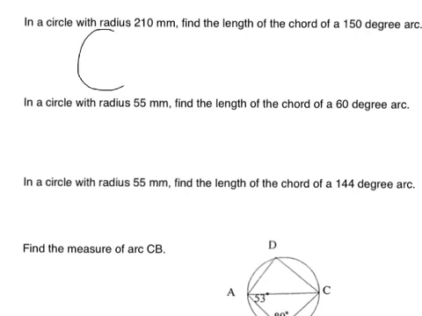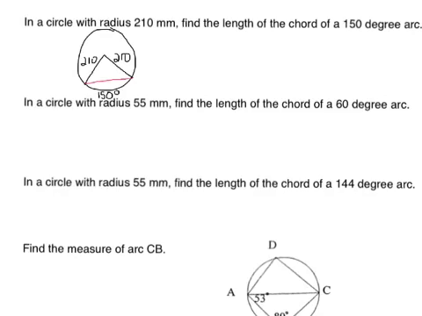We've got a circle, not bad for being on the iPad. The radius is 210, so both of those lines I just drew have a length of 210. It's a 150 degree arc, which means this arc here is 150. And I want the length of the chord, meaning I want this. That red line is what I'm trying to find.